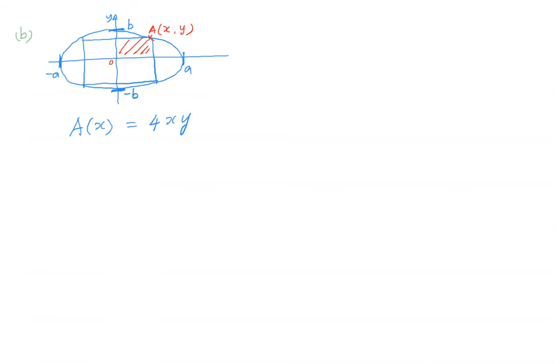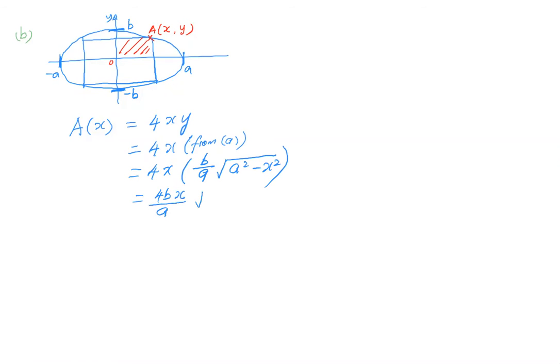But they want everything to be in terms of x, correct? So 4 times x, and from part A, you get the y, which is b over a square root of a squared minus x squared. So you got the answer for b over a. The x you want to put on top, then square root of a squared minus x squared. Done?